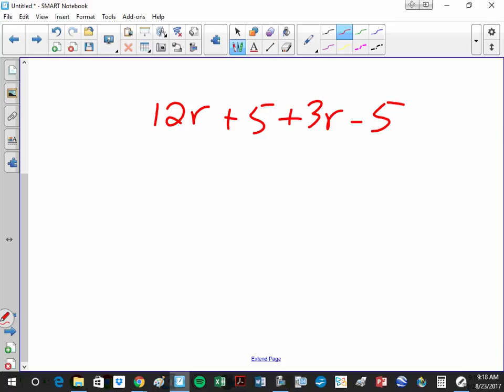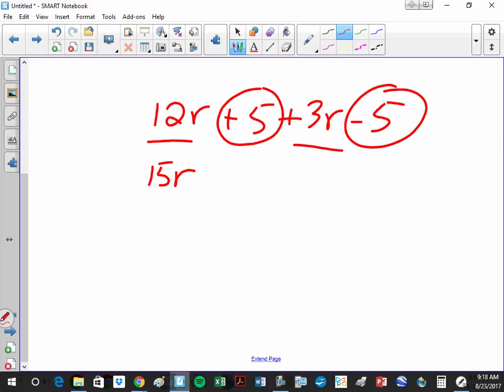So in this problem, we have r's that match, and then we have constants that match. So I can add my variables, and I get 15r, and then I can add my constants and get 0. If you have 5 apples and you take 5 away, you have no apples left.